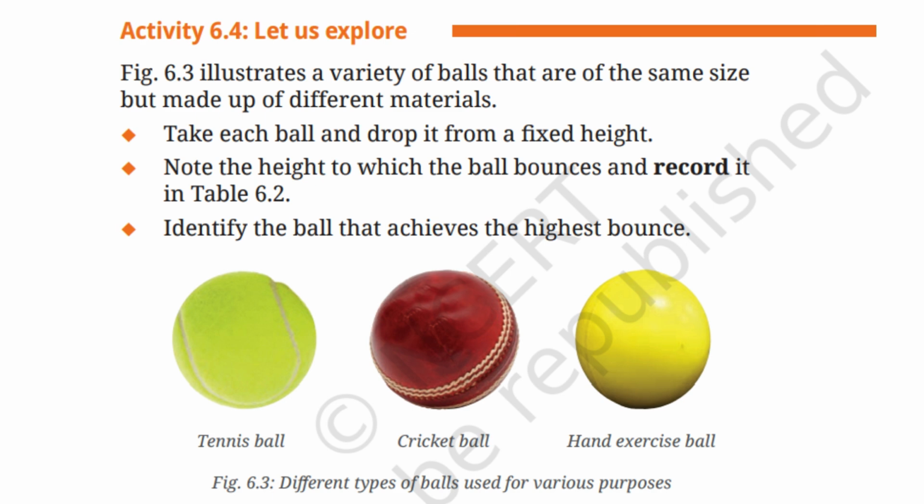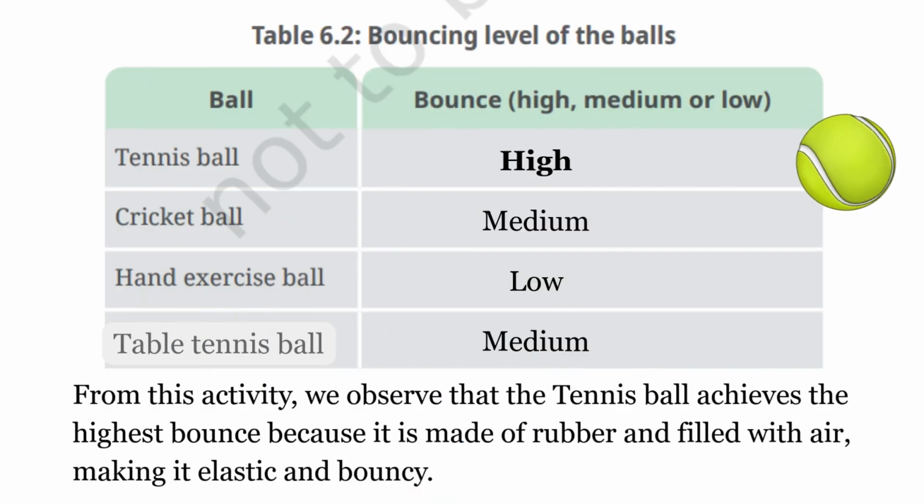Let us explore in activity 6.4. Figure 6.3 illustrates a variety of balls that are of the same size but made up of different materials. Take each ball and drop it from a fixed height. Note the height to which the ball bounces and record it in table 6.2. Identify the ball that achieves the highest bounce. So from this activity, we observe that the tennis ball achieves the highest bounce because it is made of rubber and filled with air, making it elastic and bouncy.